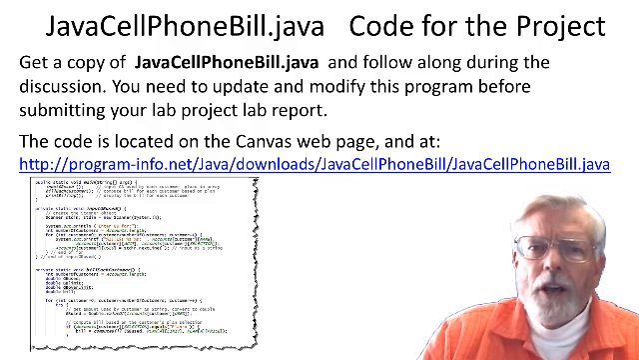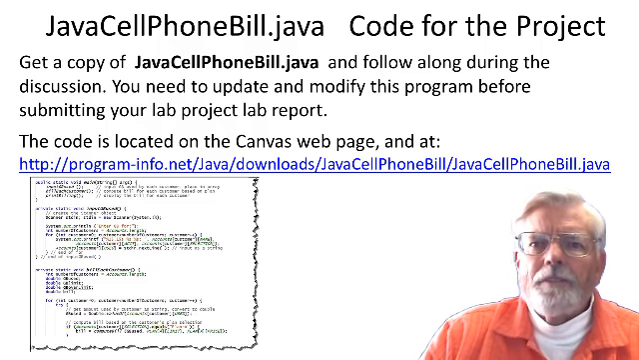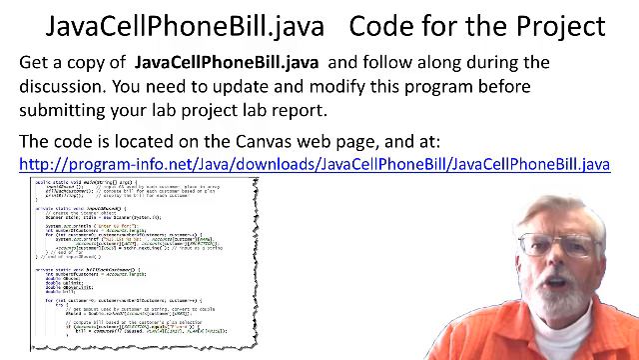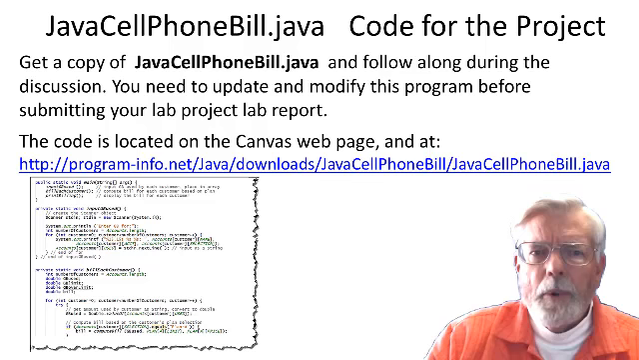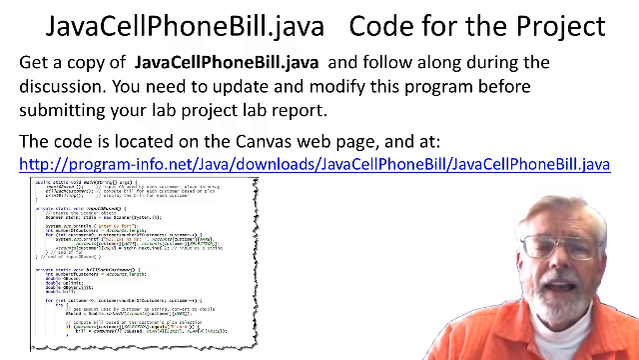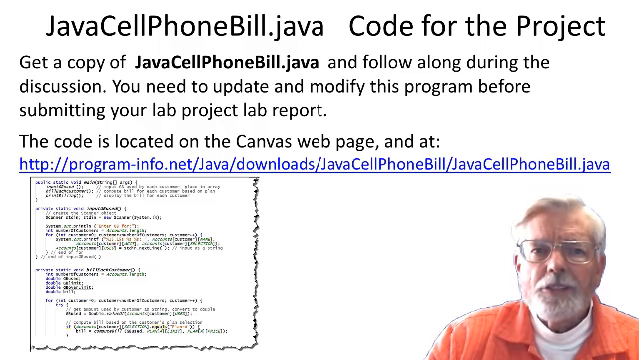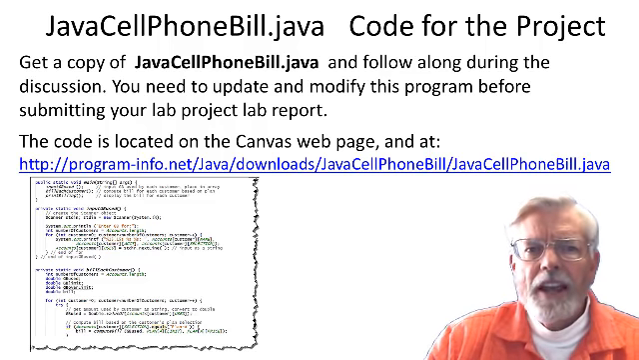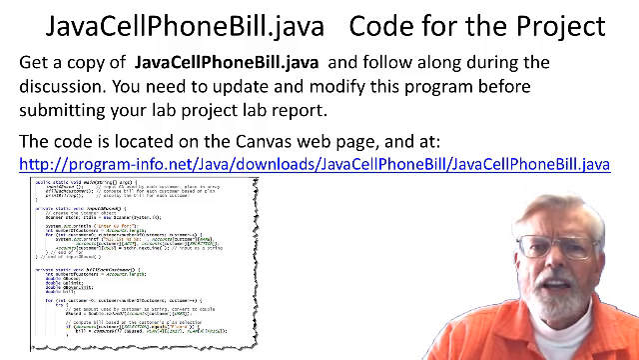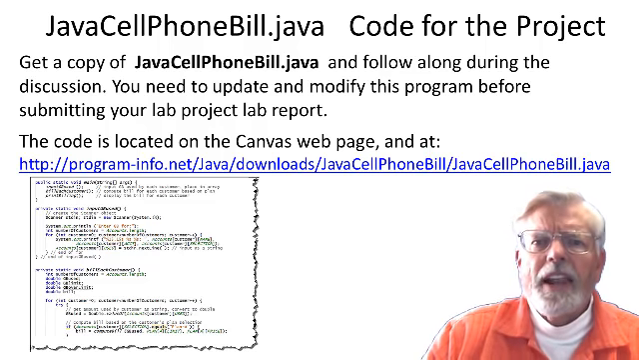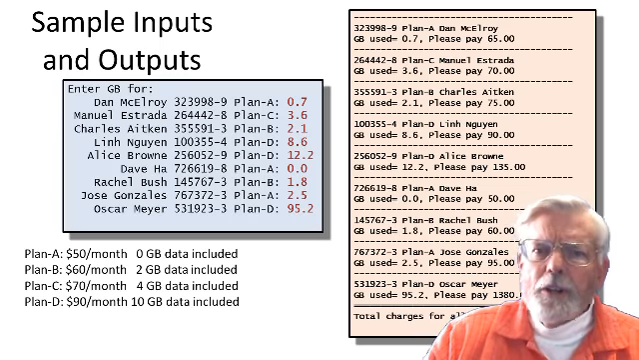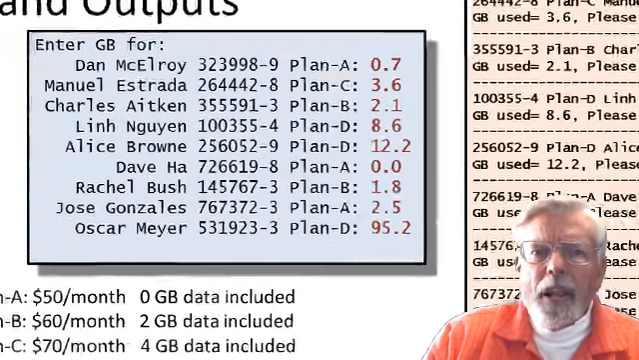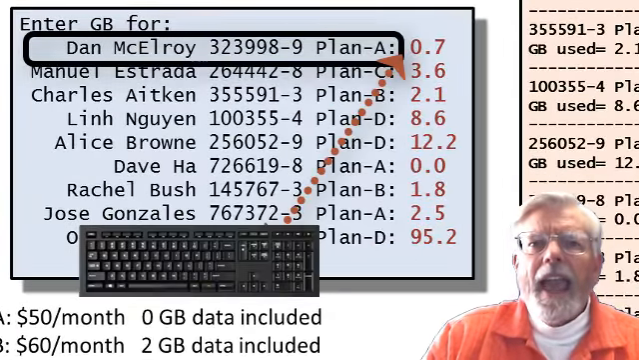Get a copy of Java cellphonebill.java and follow along during the discussion. You need to update and modify this program before submitting your project lab report. The code is located on the Canvas web page and at http://program-info.net/java downloads/java cellphonebill/java cellphonebill.java.